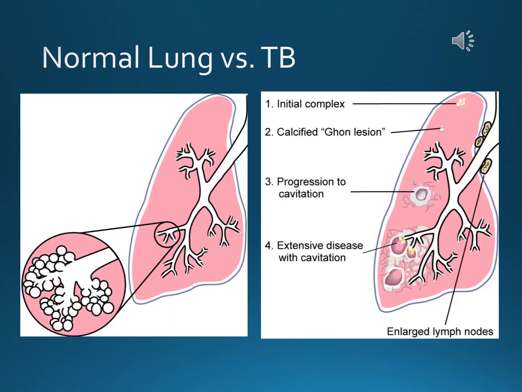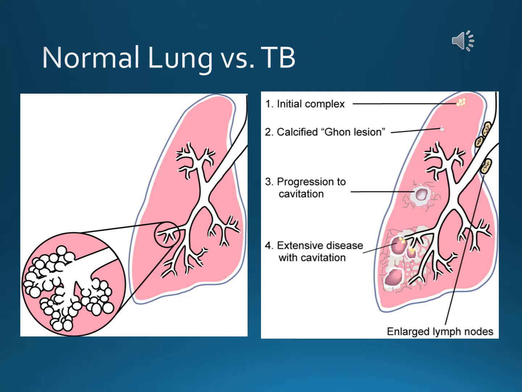So this is a little diagram of a normal lung with normal alveolar sacs. They kind of look like bunches of grapes. And then comparing that to a lung which has been infected with TB. You'll notice that there are some initial little infected areas there up at the top. There's a calcified lesion. A little later on, that lesion has progressed to cavitation, which means that the inside of the lesion has necrosed and died. And then later on, there's extensive disease with cavitation.